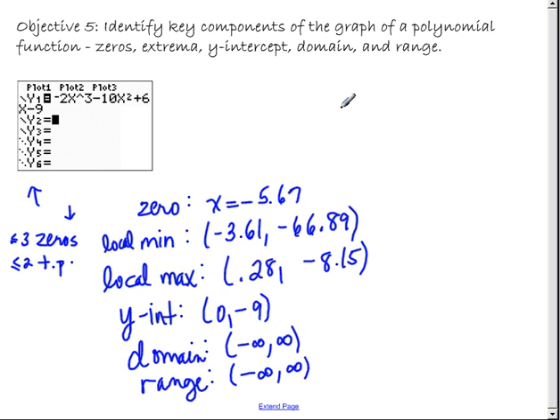Okay, but this is what you'll have to do in your homework. Be able to identify the end behavior, be able to identify the degree, the leading coefficient, be able to find these key things from the graphs.